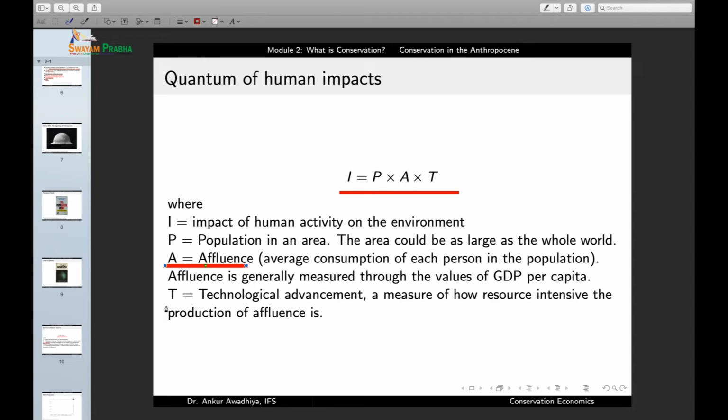And I is also proportional to the technological advancement, or a measure of how resource intensive the production of affluence is. So I is equal to P into A into T.